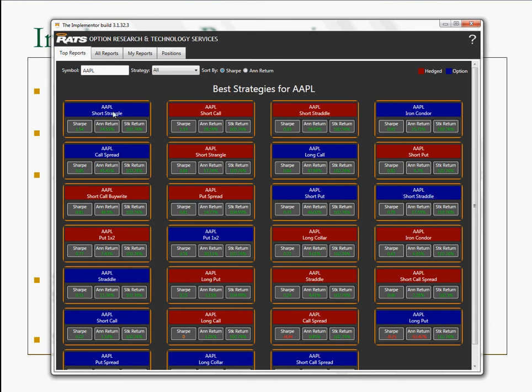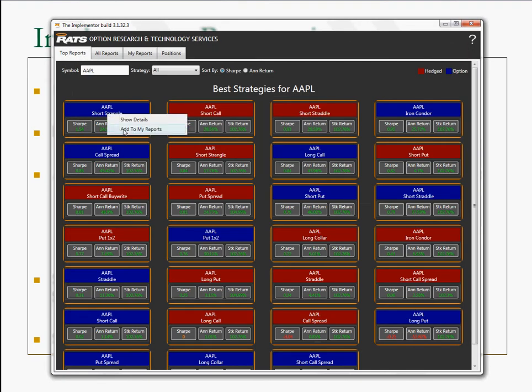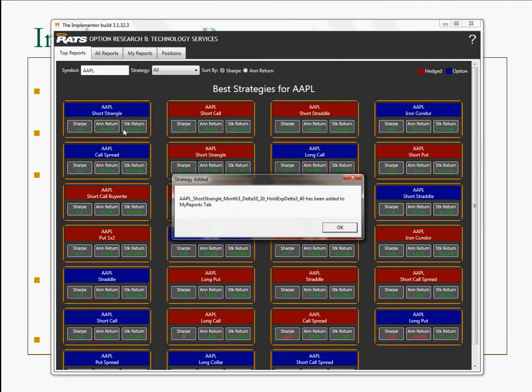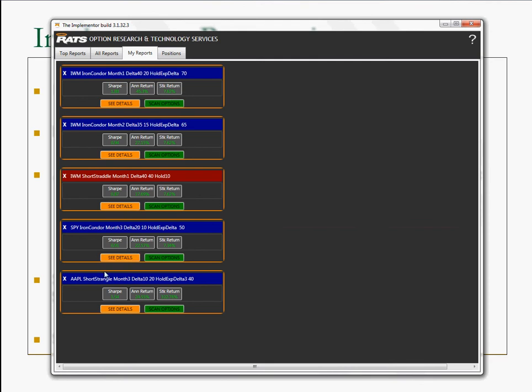A couple of things that you could do here: you can right-click on this and view the details, and it'll show you our details page. We'll get into this in a little bit. Or you can right-click and add this to your report. So we'll add that to our reports, and we'll go look at it in My Reports. And here's what we just added.